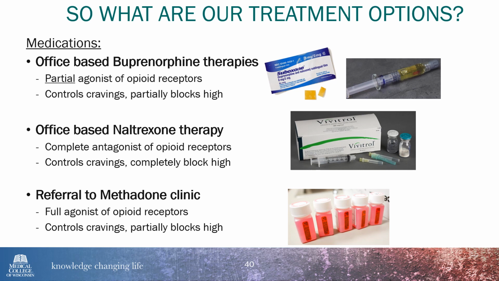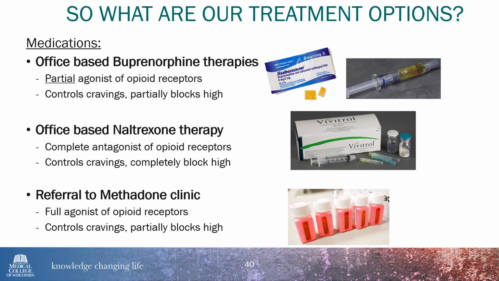Well, there's really 3 different regimens that we're going to talk about here in this training. One is office-based buprenorphine therapy. So a partial agonist of the mu-opioid receptor, meaning it controls cravings and partially blocks the high of other drugs that people might be using.